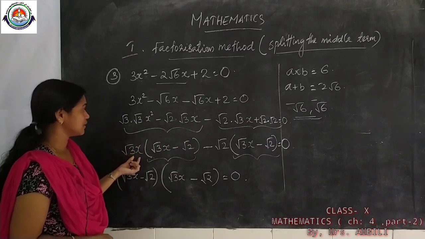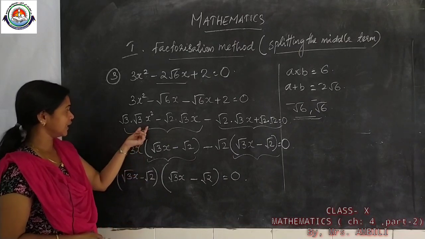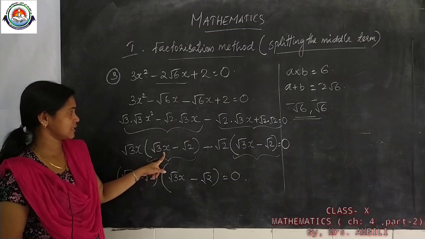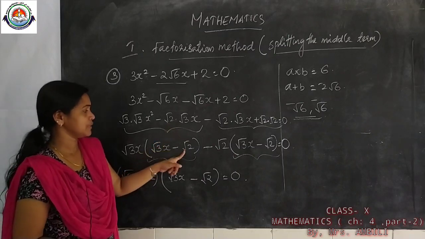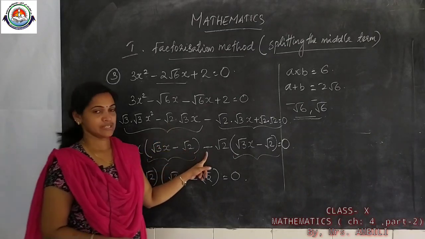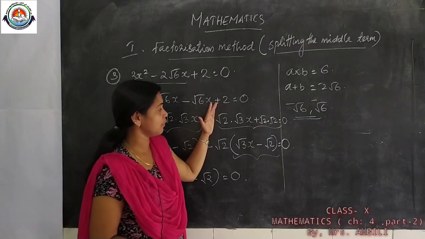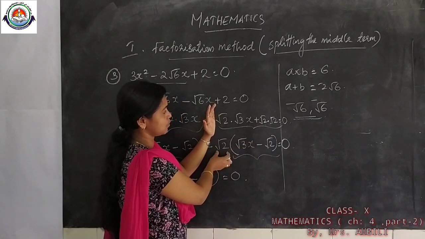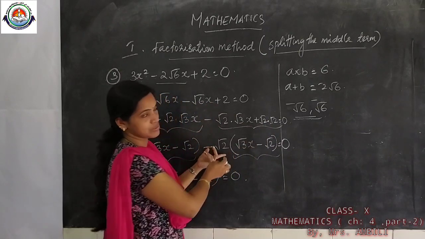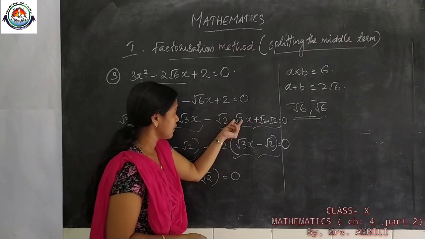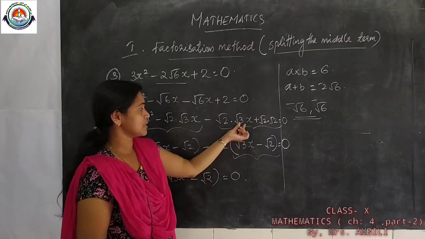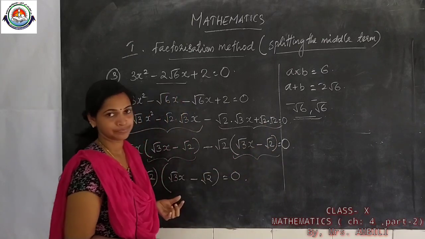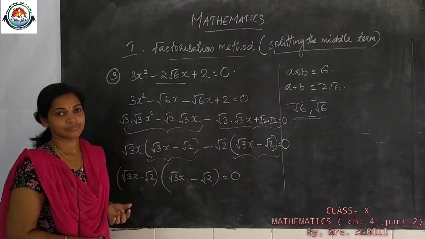Okay, if we are taking root 3x outside, what is remaining here? One more root 3x is remaining. Root 3x minus, here root 2 is remaining. Okay, minus. Then from the third and fourth terms, look what is common? Root 2 here, here also root 2. So we can take root 2 outside, minus root 2 I took outside. So here what is remaining? If I took minus root 2, root 3x is remaining, that is root 3x minus, here root 2, equal to 0.